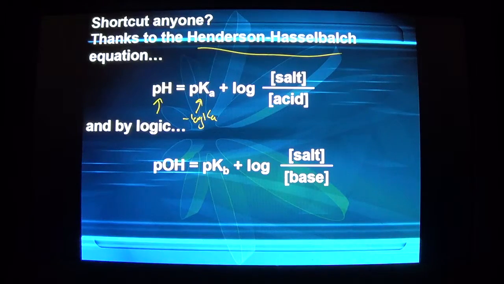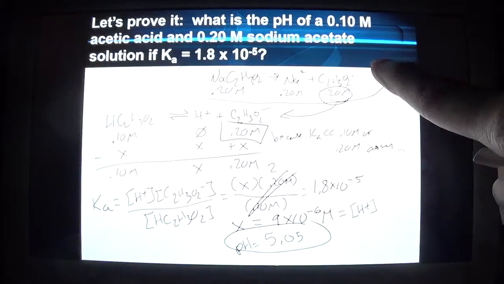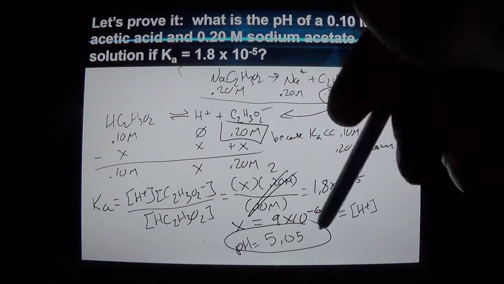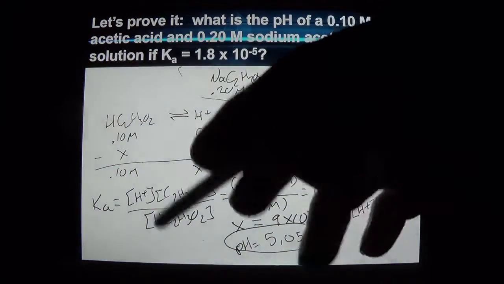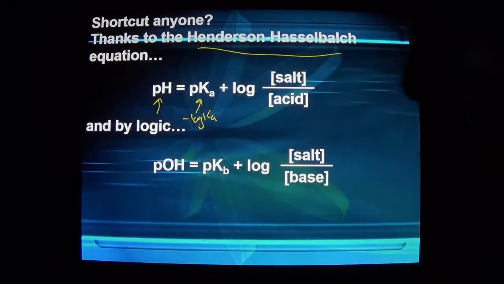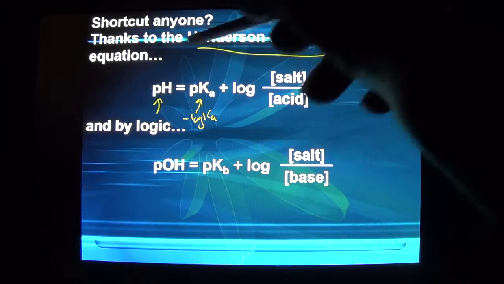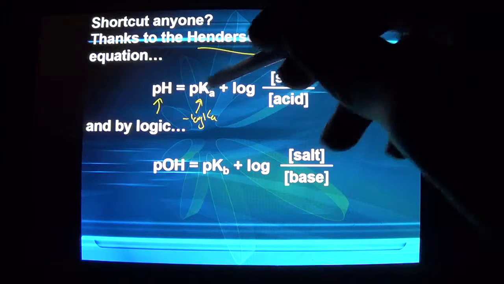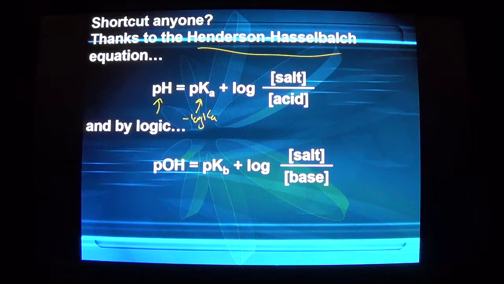Well, that means, as I just showed you, we can certainly work a buffer system with a rice table and a Ka expression and get your points that way. Absolutely. But it also means if you want this equation to be faster and have a shortcut, it's up to you to memorize it. So I'm not saying not to, you go for it. Go ahead and memorize it. Just be certain you're memorizing it very carefully and don't mess up where any of these pieces go, because then you're doomed.